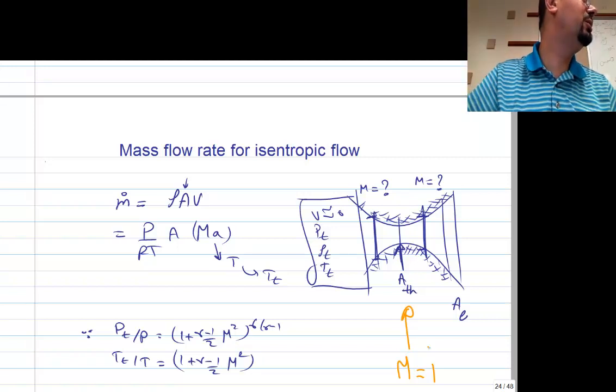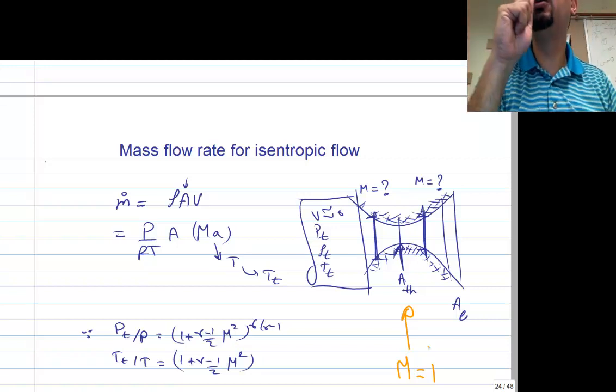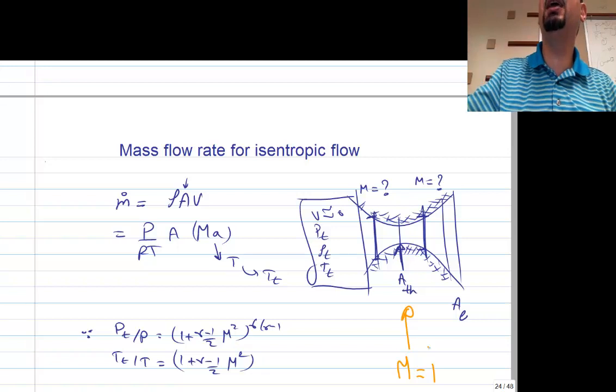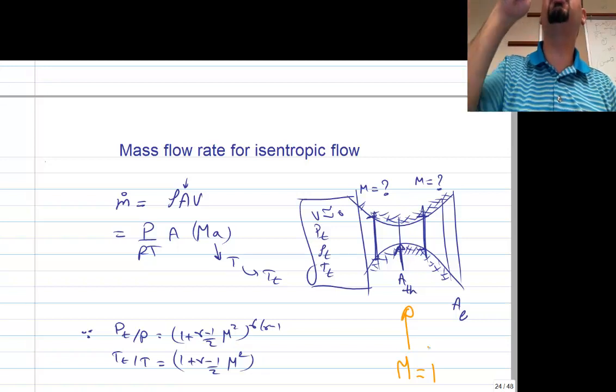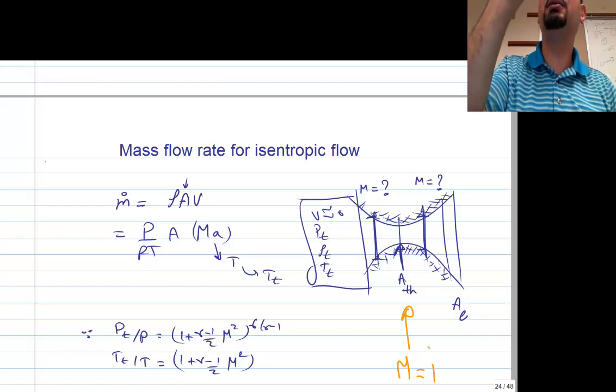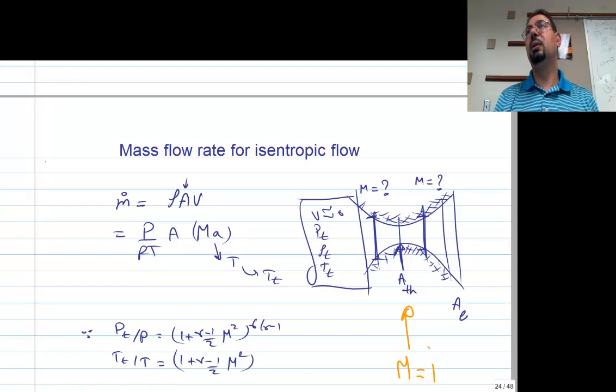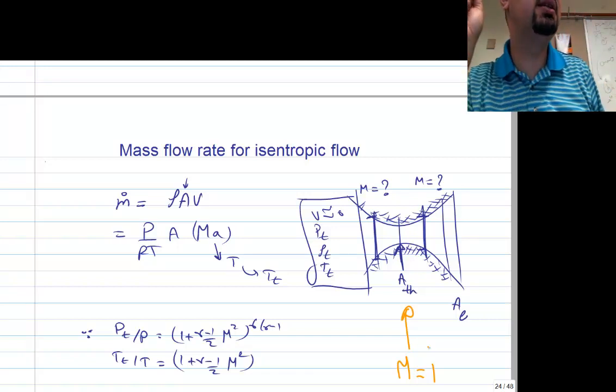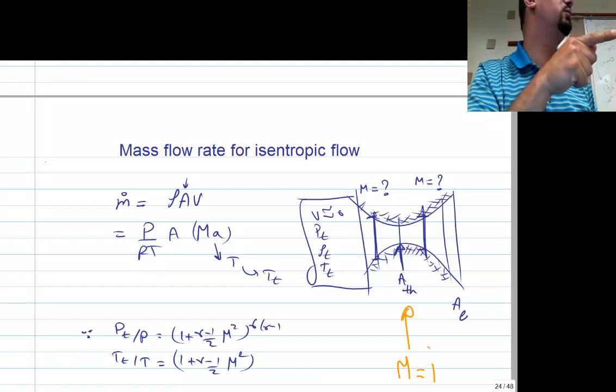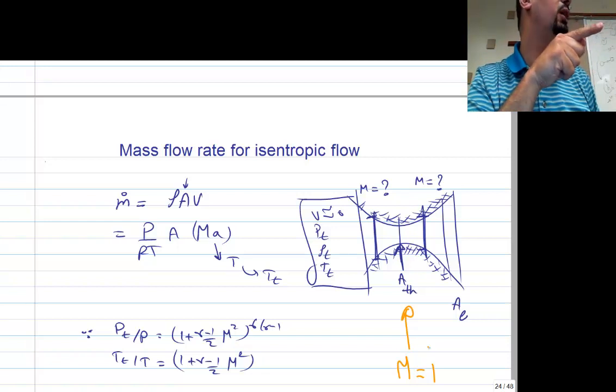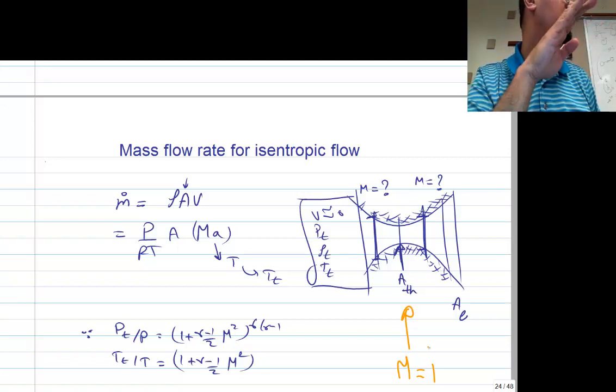depending on the pressure. But for sure, if the flow is supersonic at the exit, then you can bet your money and your career and your job on the fact that the throat is Mach equal 1. If there is supersonic at the exit, then the throat cannot be anything but Mach equal 1. Right?